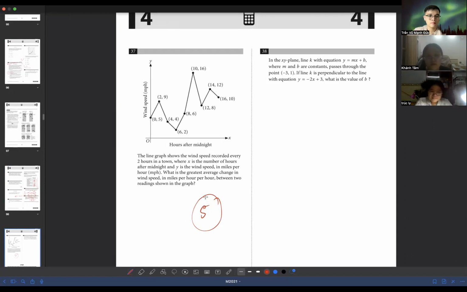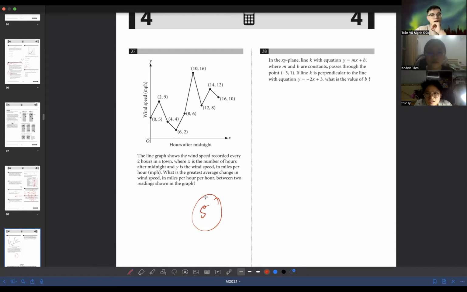I have calculated the sum of the differences between 2 points, and the solution is 5.